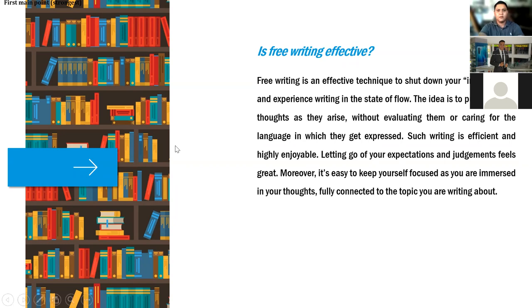Okay, here we have, is free writing effective? Okay, free writing is an effective technique to shut down your inner censor. Okay, if you don't know what your inner censor is, it is when you know that you are doing something not well and you can do it better. That is the inner censor. For example, you're writing a paragraph, you're free writing, and you know that you have different mistakes in the paragraph, and you know that you can do it better.